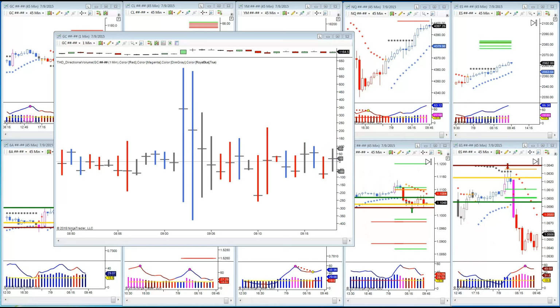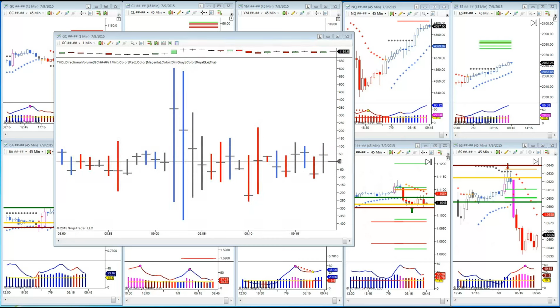Still an inside bar. It's a pause bar. That's what inside bars do. They pause. Inside bar. They pause. That's all they did. Didn't make a high, didn't make a low. They paused.